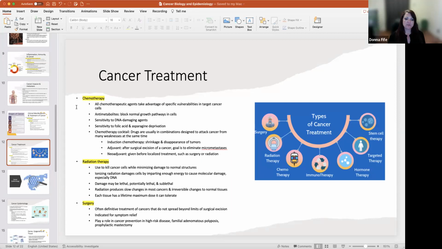Surgery is often definitive treatment of cancers that do not involve spread beyond the limits of surgical excision. It's indicated for symptom relief as well. And it plays a role in cancer prevention in high-risk diseases, such as familial adenomatous polyposis, or patients getting a prophylactic mastectomy to prevent the onset of breast cancer.